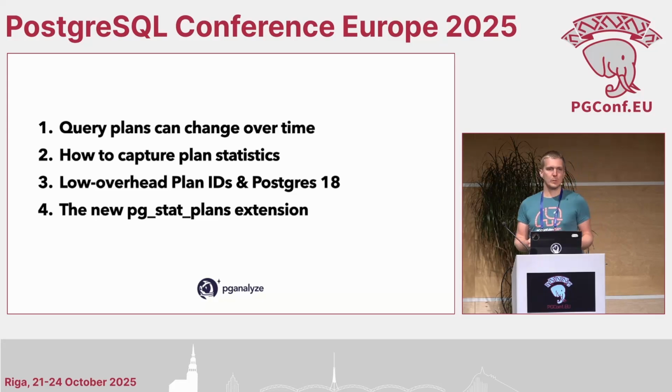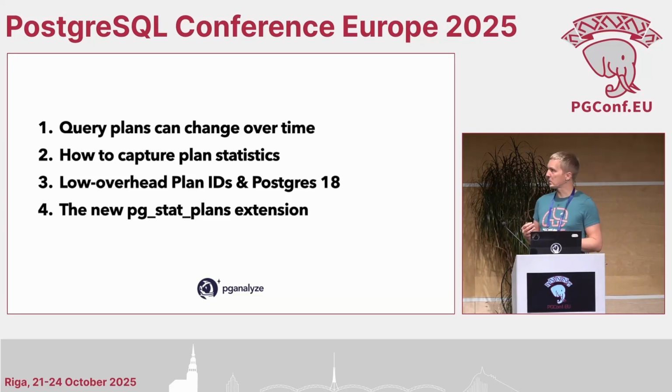Now, there's a couple of things I want to talk about. I want to first talk about what it even means to track plan shapes. Like, what is a plan shape and why do we care? I want to talk about how we can capture plan statistics. So, how can we actually know how often which query plan was used?